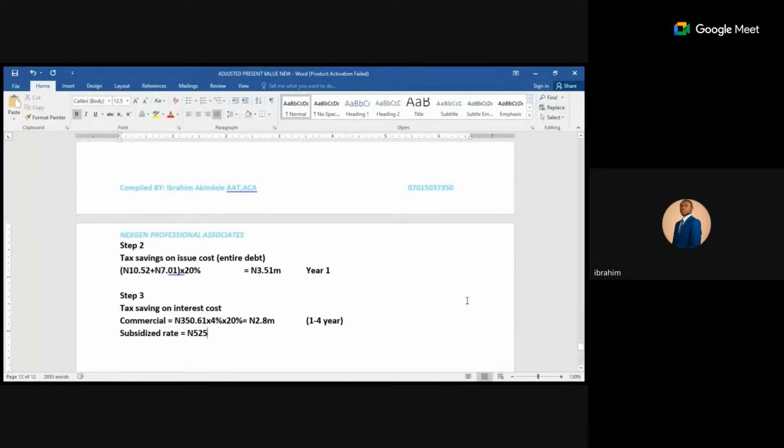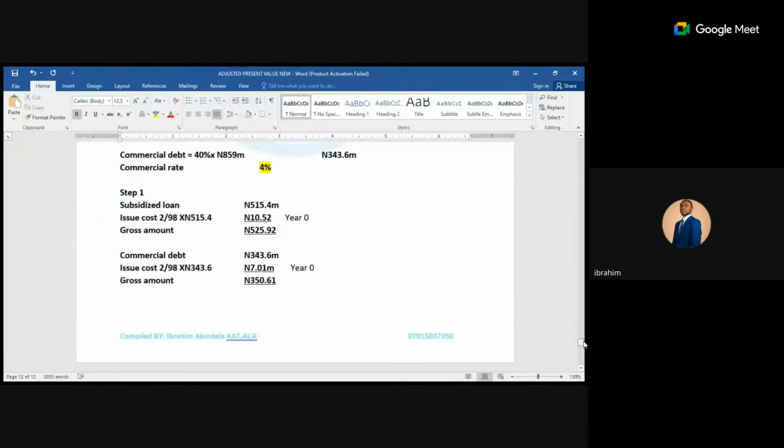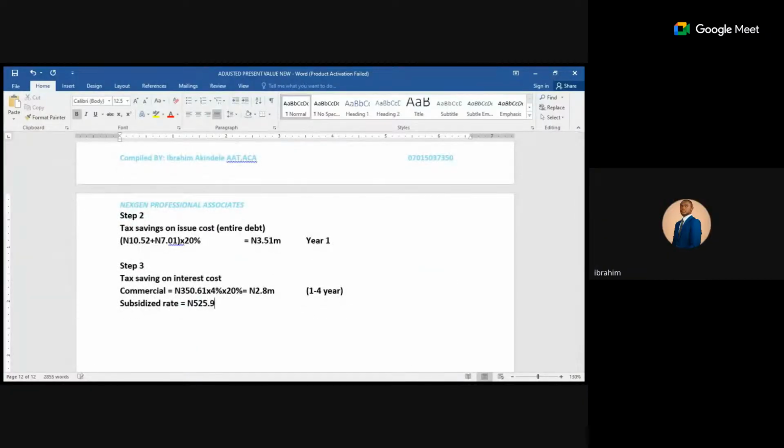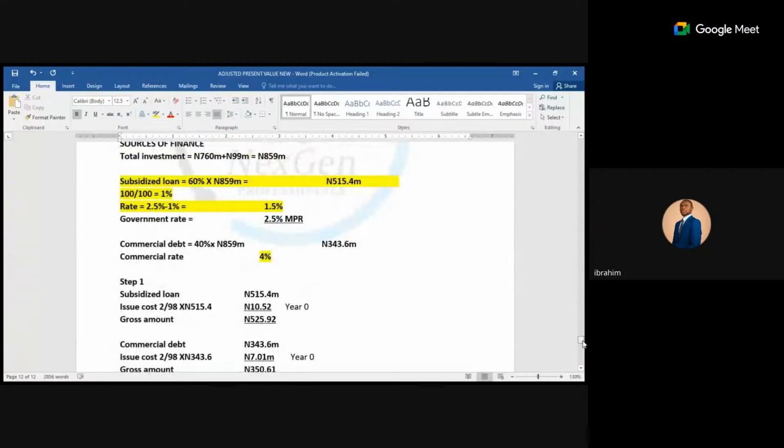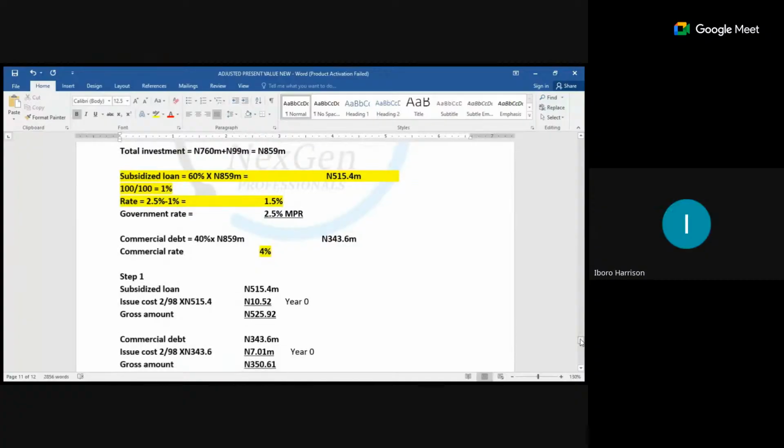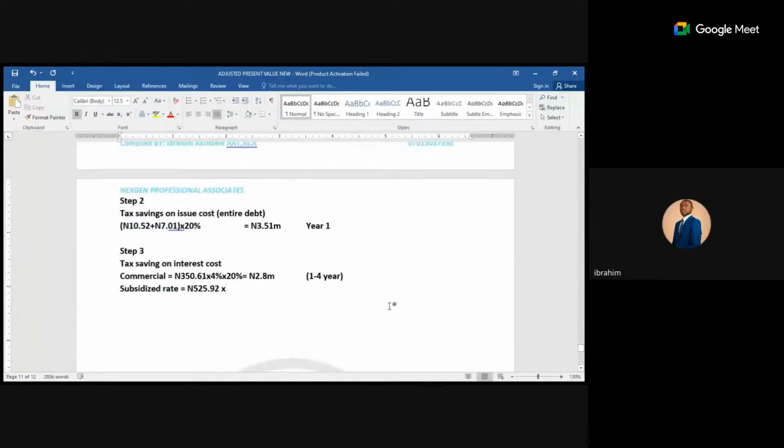525.92, right? Yes, sir. Times, what is the rate of subsidized? What is the subsidized rate, class? 1.5. Thank you. 4% or 1.5 times 20%.